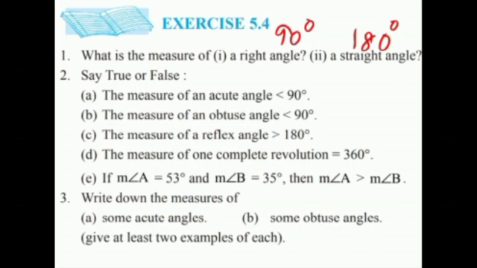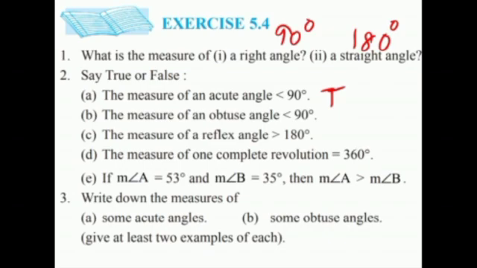Now, see the second question. Say true or false. The measure of an acute angle is less than 90 degree. Yes, acute angle means less than right angle. So, this statement is true.